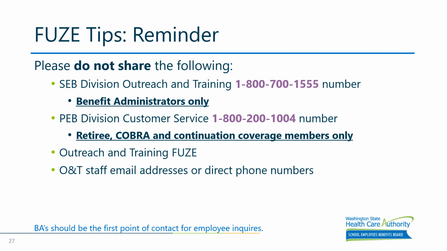Another tip for FUSEs, please do not share the following: our SEBB outreach and training number, 1-800-700-155. That is for benefit administrators only, not employees. Employees should be going to the benefit administrator or the payroll staff members. Also, the SEBB Division Customer Service number, 1-800-200-1004. This number is only for retirees and those that are on COBRA or continuation coverage members only.